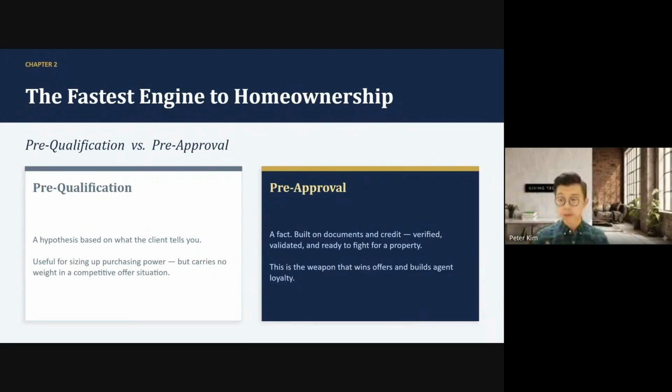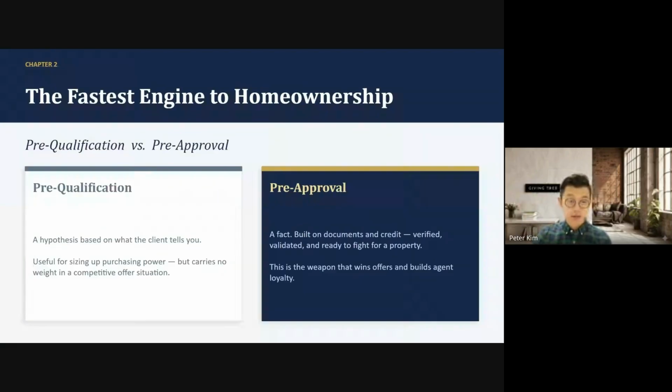So a pre-qualification is a hypothesis. It's based on what clients tell you verbally, with no verification, no documents, no credit pull. It takes 10 to 15 minutes of a discovery call, and it means almost nothing in a competitive market. A listing agent who sees a pre-qual letter sees a piece of paper that basically says, someone asked, and we said probably, yes or no. It's not a definite answer.